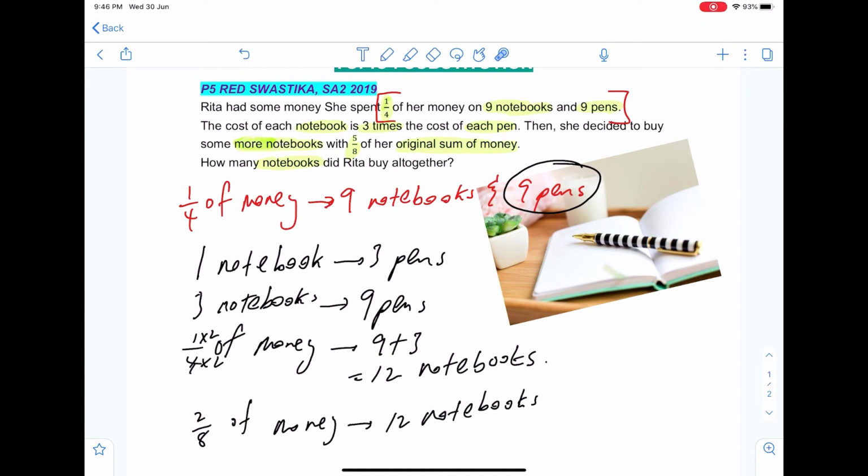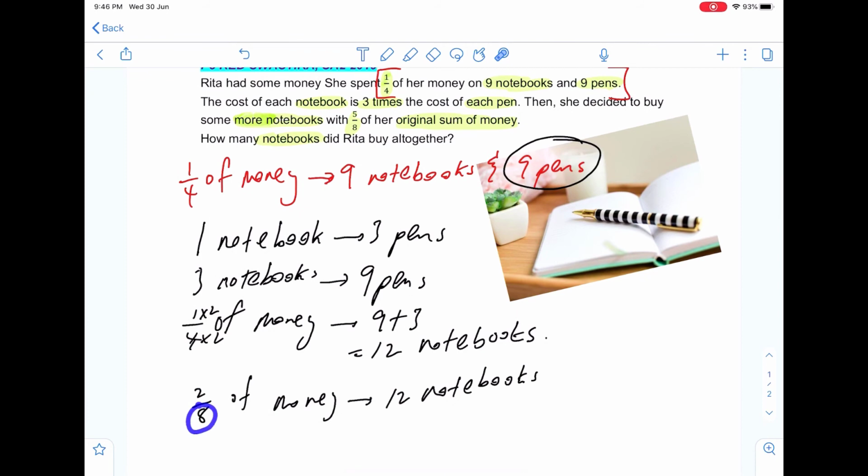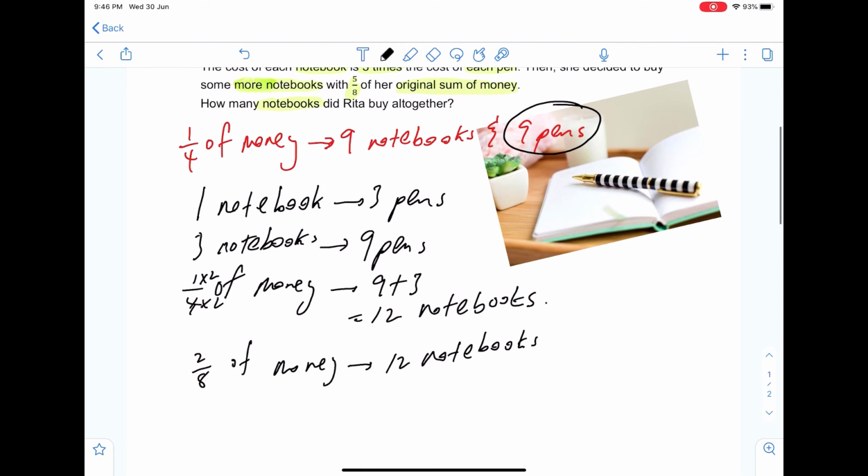Now why do I change this denominator to 8? Because in the final statement here, they said that 5/8 of her original money was used to buy more notebooks, right? So now I know 2/8 can buy 12 notebooks, which means 1/8 of her money, you can use a unitary method from here on, can buy her 12 divided by 2. This is 6 notebooks.